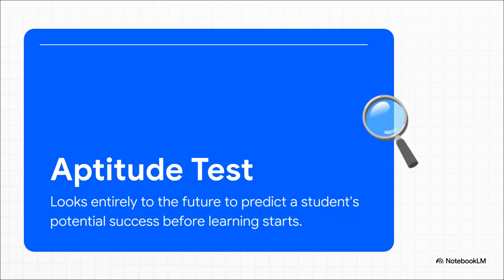And finally, there's the really forward-looking one, the aptitude test. This one is all about predicting the future. It tries to figure out how well someone might do at learning a new language they haven't even started yet. It's all about measuring your potential for success.